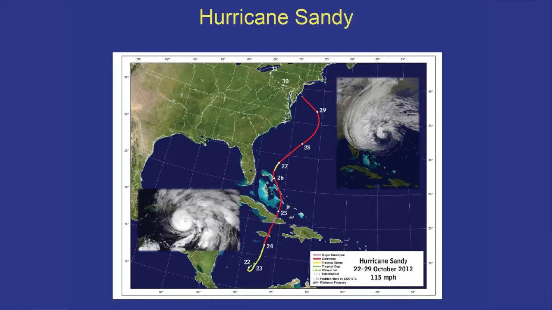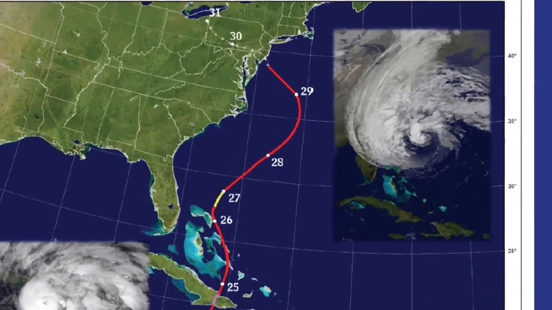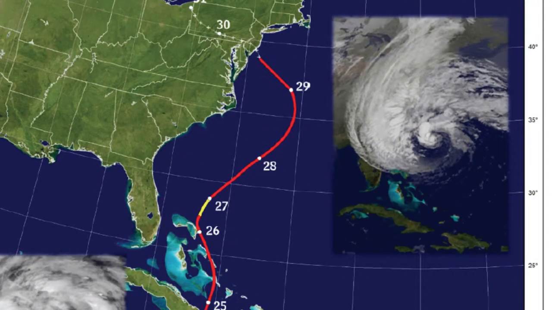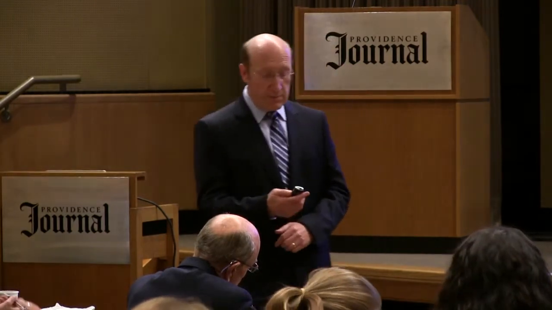If you look at the image on the right, this is an image of Sandy just a day and a half before the landfall. And you can see how large the storm was. It actually occupied a space from Florida to New England. The diameter of the storm was about 1,000 miles. It's actually the largest storm on record.